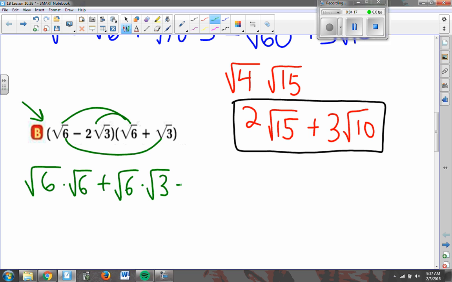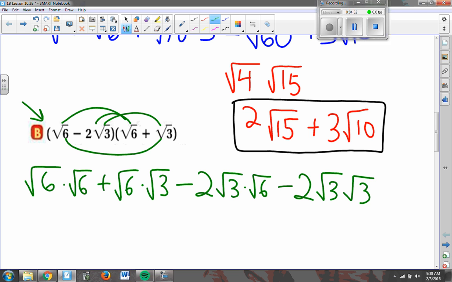Inside is actually a minus 2 square root of 3 times square root of 6. And then last is also a minus 2 square root of 3 times square root of 3. And all this is multiplication. So that's what I get when I FOIL, and now my job is to take each piece of this and simplify it as much as I can and see what I can combine.